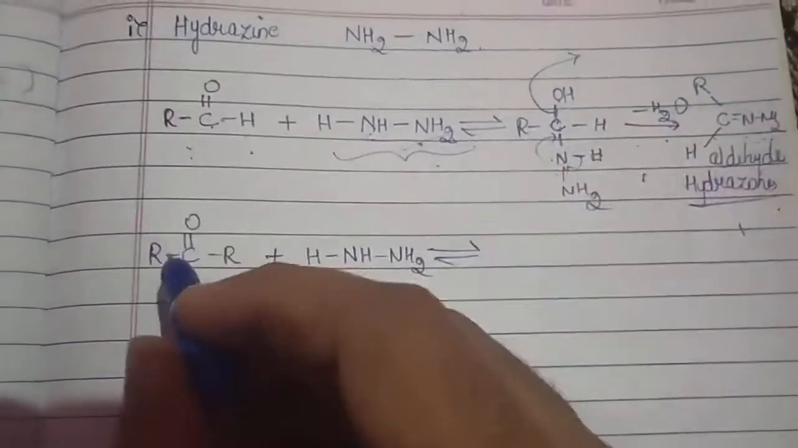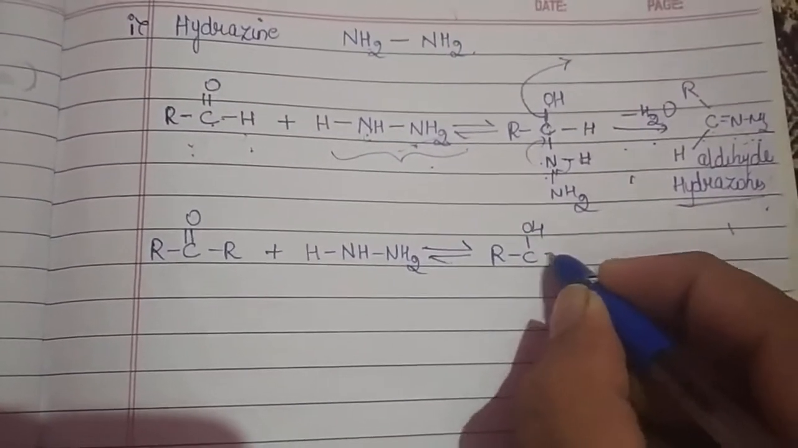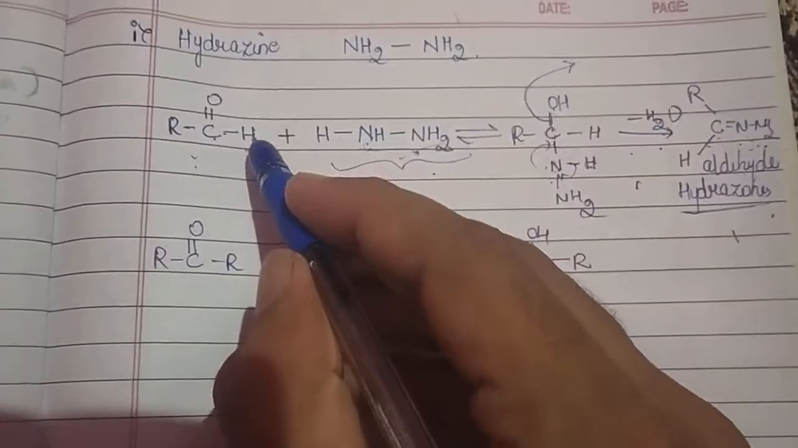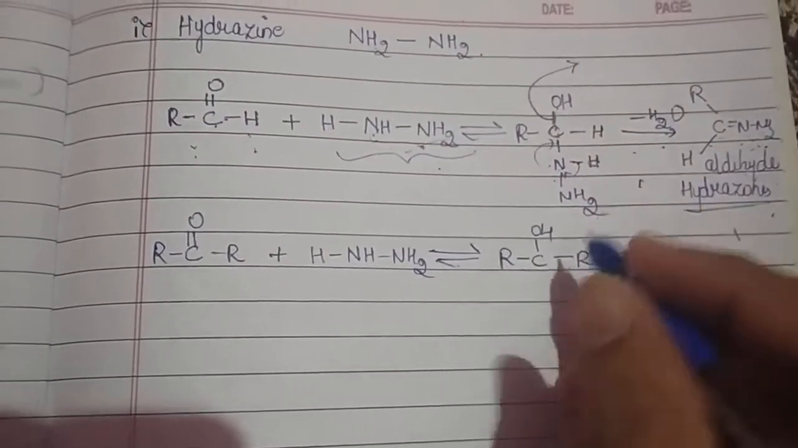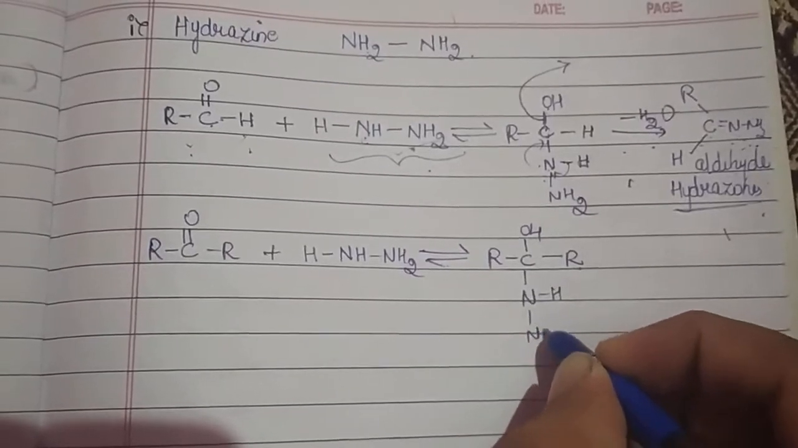So of course now what will be happening? The same way, RCOH. Of course one R is there. Instead of this H, now we are having an R in terms of ketones we are writing. Then here you'll be having NH, NH2.